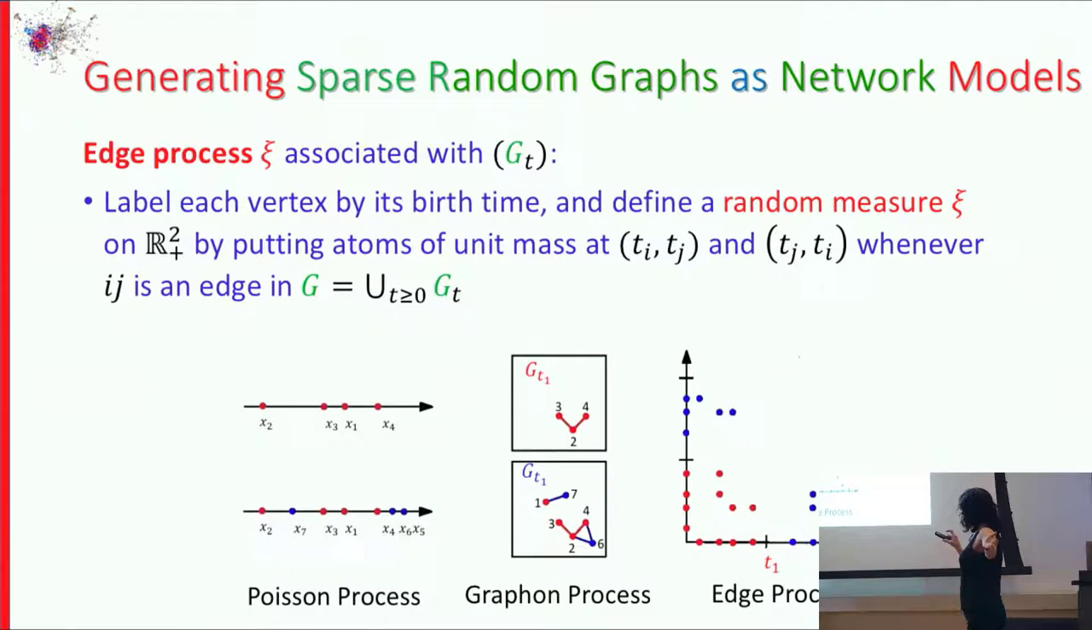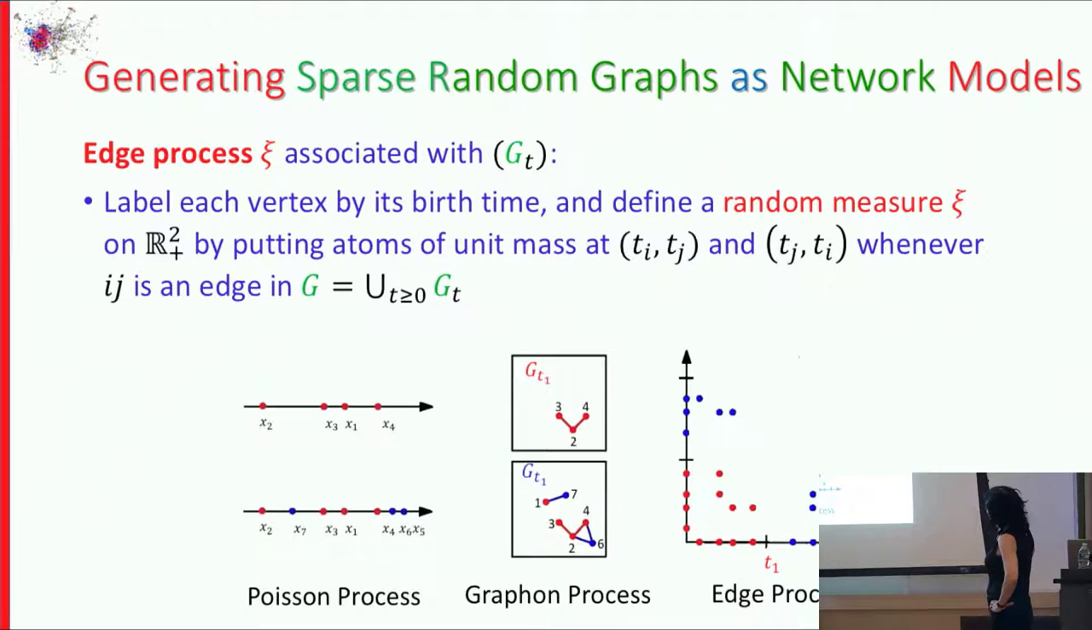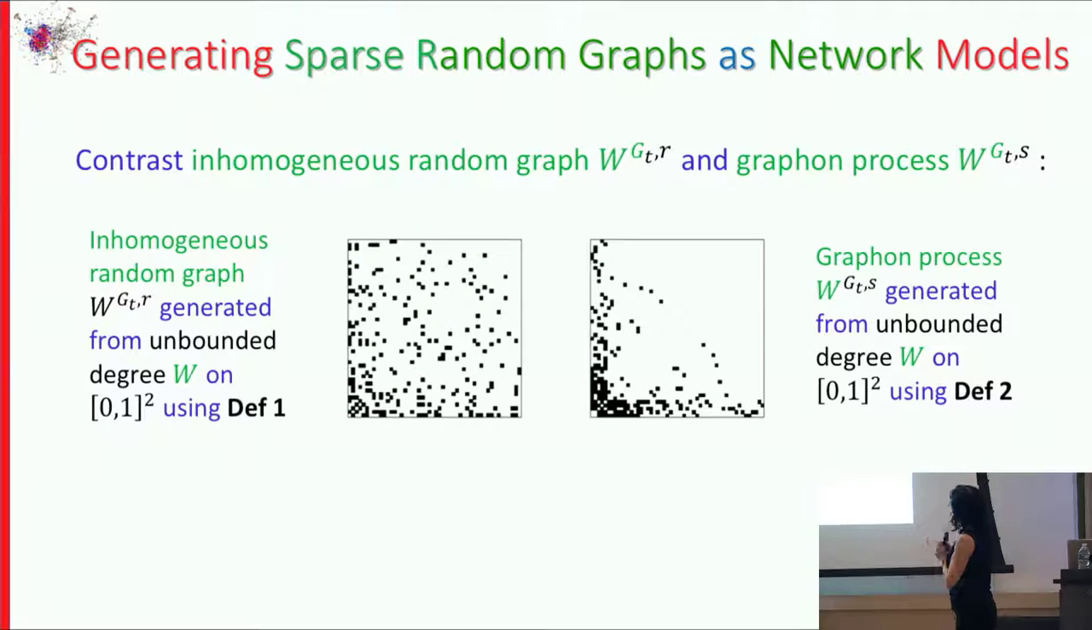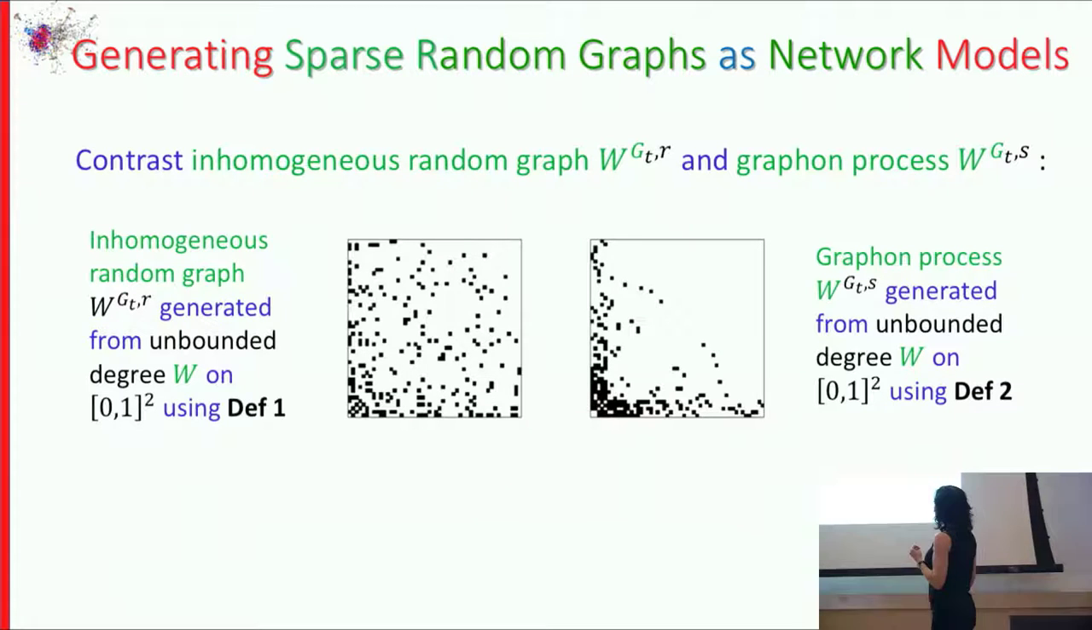Okay. And there's an edge process that is associated with this. We saw this picture going to this picture, and now I'm going to put little dots here whenever, you know, X2 is connected to X3, and X2 is also connected to X4. Okay, so we see that, and it turns out that there is a kind of exchangeability of this edge process. Okay, now, I think it's interesting to look at the kinds of graphs that get generated.